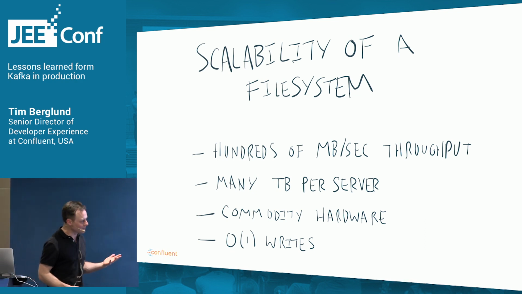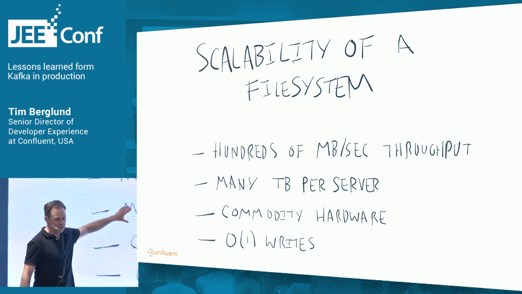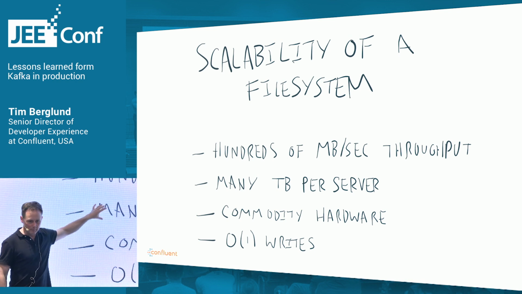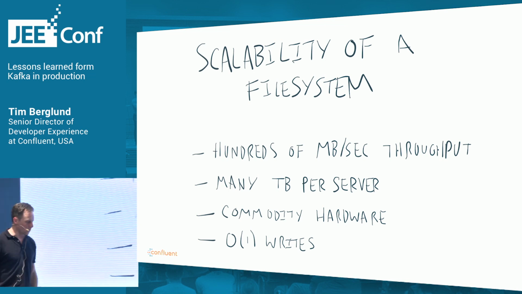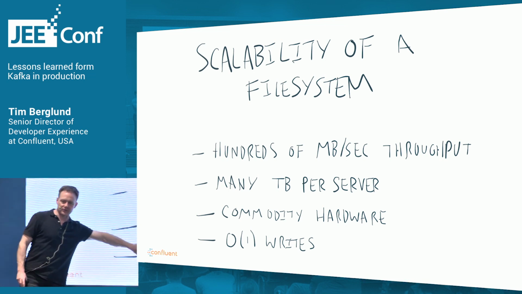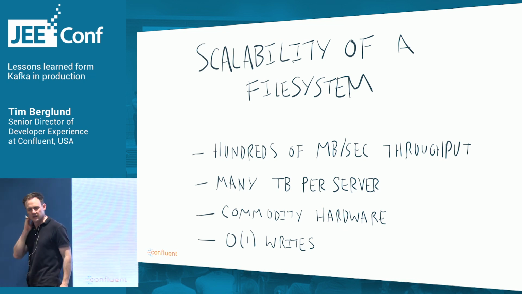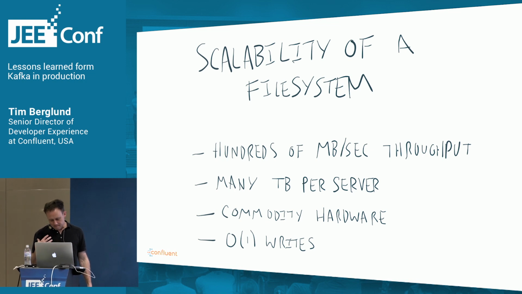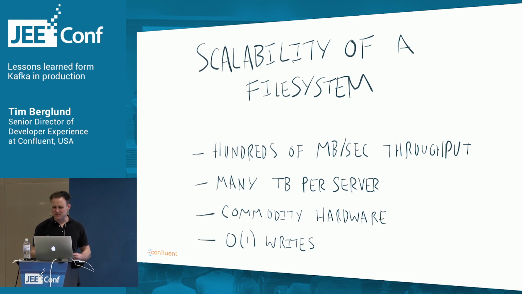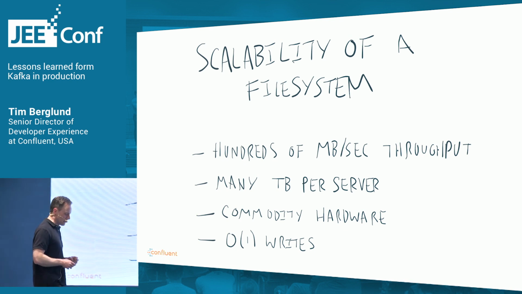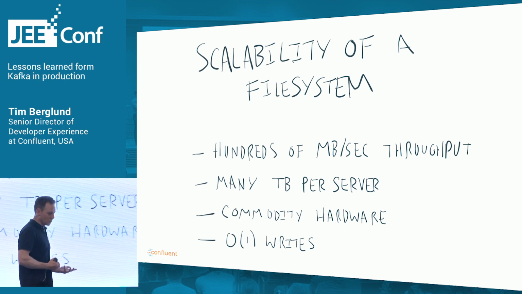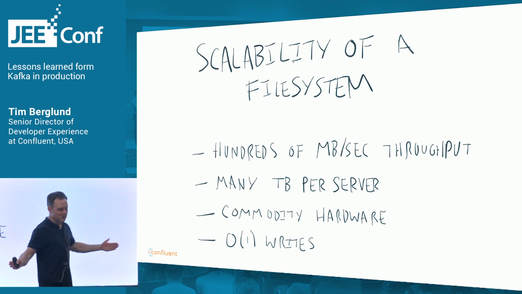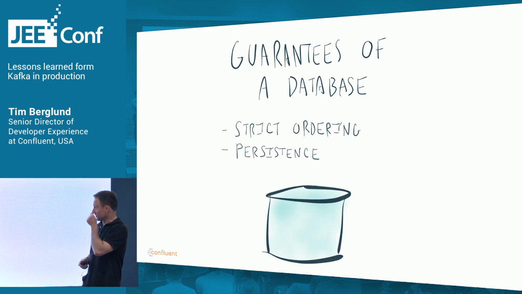So we can get hundreds of megabytes per second of throughput. You can have lots and lots of storage, many terabytes per node in the cluster on commodity hardware, and writes are constant time. We are appending to the end of a log file. So you get a lot of throughput. You need a surprisingly small number of nodes to handle a lot of work. If you compare it to trying to do the same sort of bandwidth in a Cassandra cluster or even in HDFS, you find that you need many, many fewer machines in Kafka. It's just a lot faster.